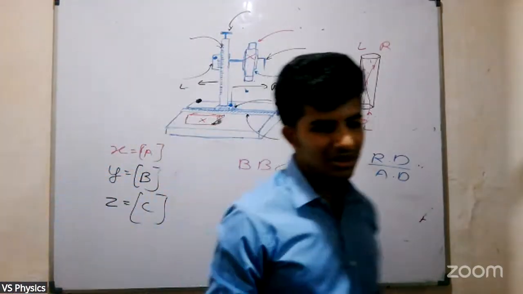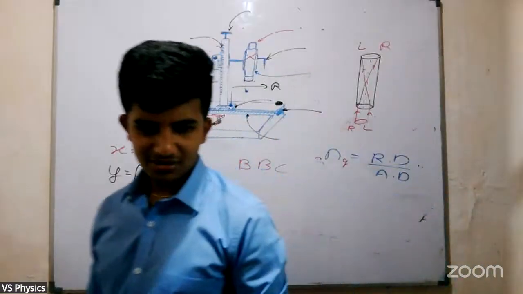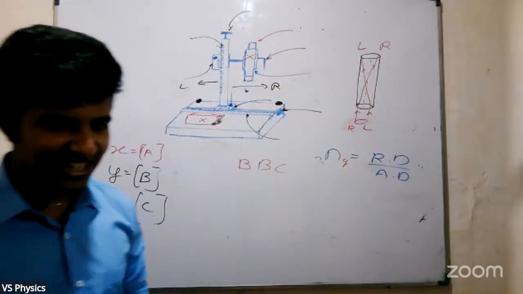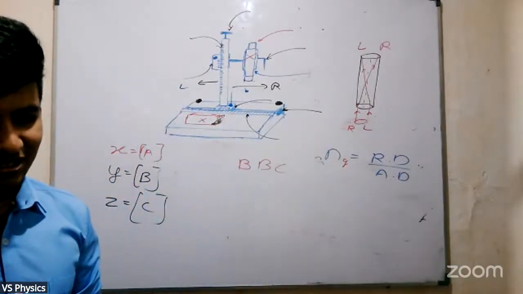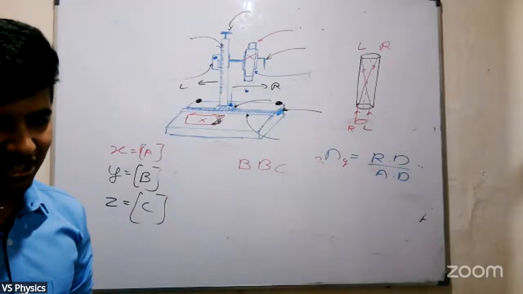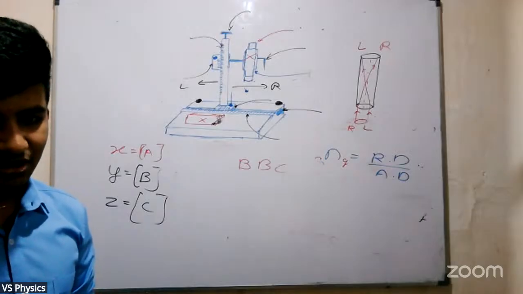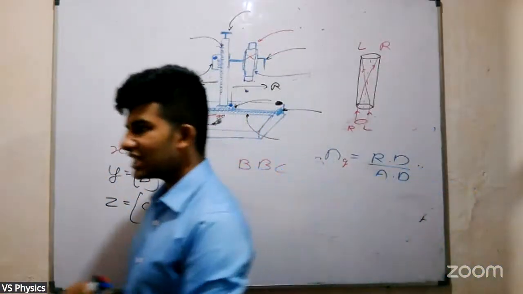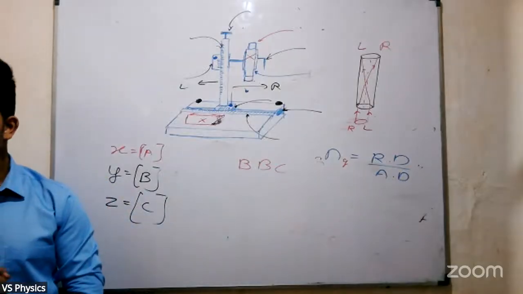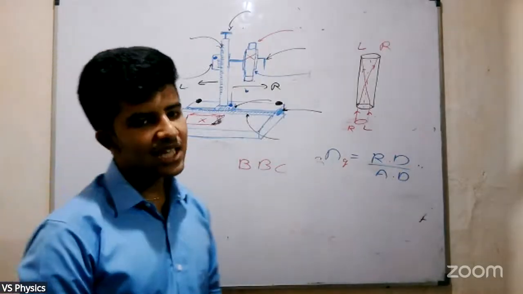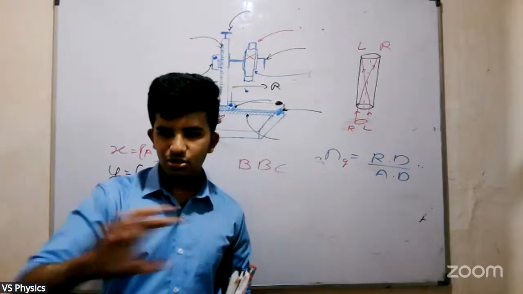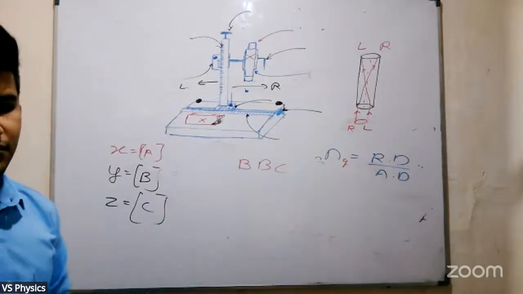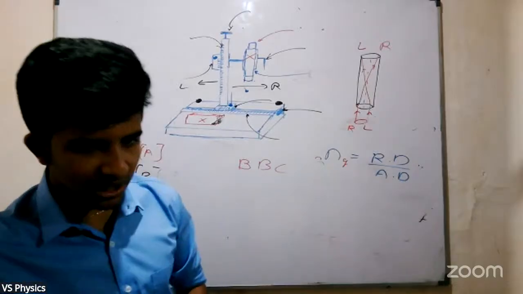Next, 2018 A-level. 2018 A-level was the last time, from 1990, that we got a full question on the traveling microscope. Otherwise, we had parts of it here and there, 4 marks, 3 marks, but a full question came in 2018, okay? Identifying the parts. You know how to identify the parts, right?